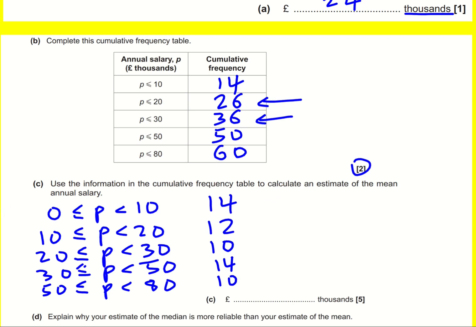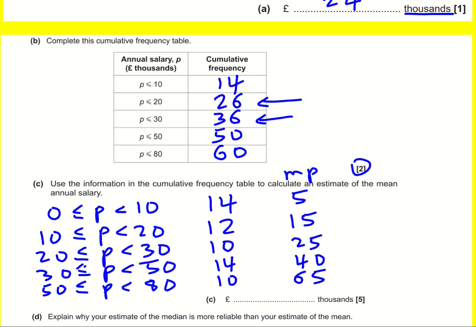So the midpoint is going to be 5, 15, 25, 40, and 65. I've done that just by looking at them, but you can add the two values together. 30 plus 50 is 80 and divided by 2, and that will tell you the value in between. It should be the same distance either side. So 65, 15 less than that is 50, and 15 more than that is 80.